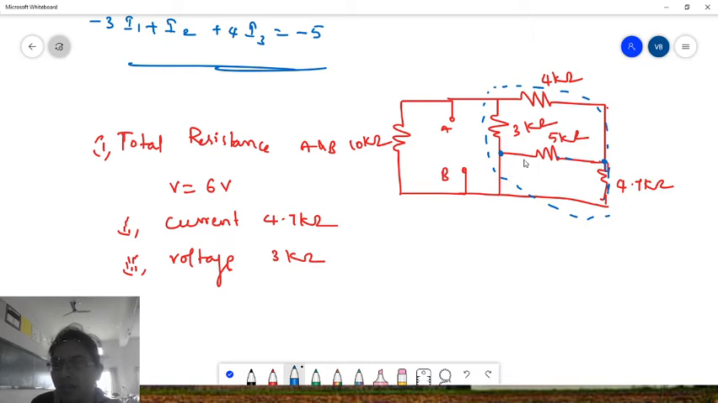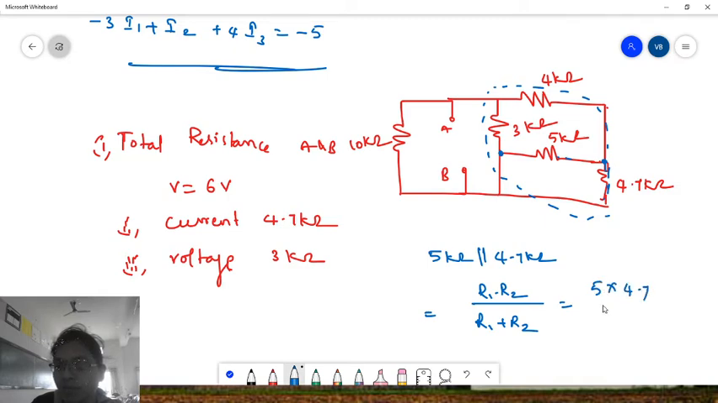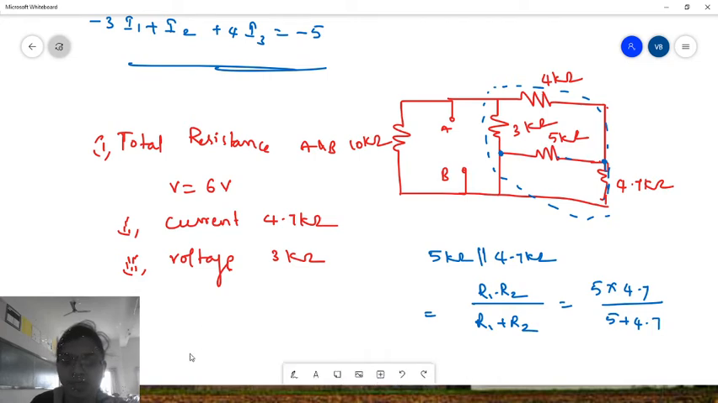So we can reduce this network. That is, 5 kilo ohm is parallel to 4.7 kilo ohm. What is the parallel network formula? That is R1 into R2 by R1 plus R2. So you solve that one: 5 into 4.7 by 5 plus 4.7. What is that value? Whatever you got, this is 5 parallel with the 4.7. After that reduction, I will draw that circuit.